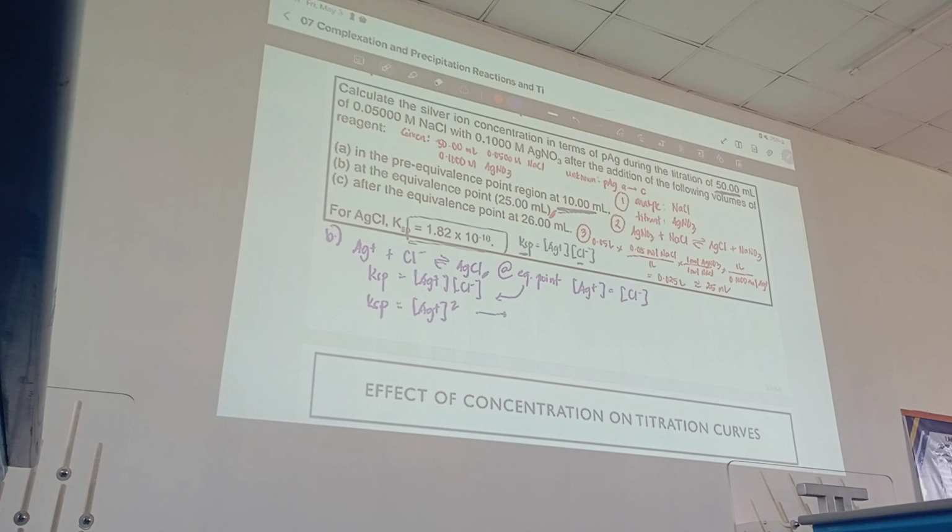So, ano yung pagkita sa PAG? Ag plus is equals to square root of KSP. Square root of KSP would be equal to 1.82 times 10 to the power of negative 10. This is 1.3491 times 10 to the power of negative 5 molars. That is Ag, di ba? Pagkatapos yung mga PAG negative log, this is 4.87. Sir, always ba na at equivalence point? Yes, always. Just the square root of KSP and negative log din ninyo dahil nakakuha ang PAG.